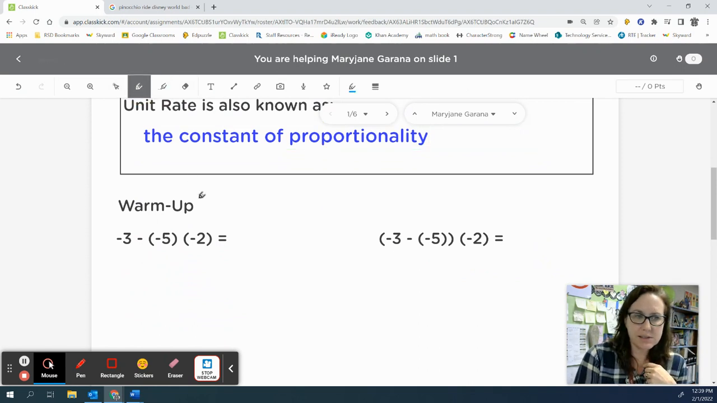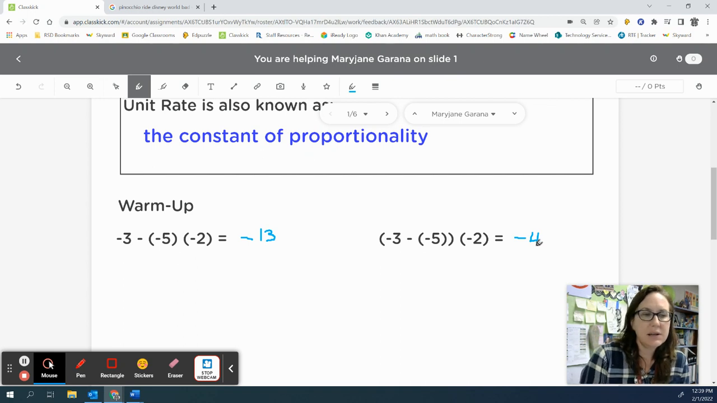All right, with the warm up, here's how this works. I gave you the answer. The answer on this one is negative 13. The answer on this one is negative 4. Your job was to show me how you got that answer, how that happens. And if you follow PEMDAS and integer rules, then that's the answer you would get. So here's what that looks like.